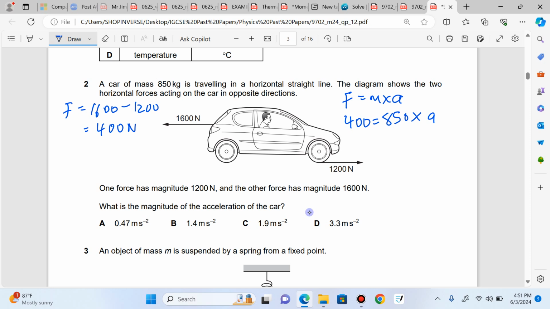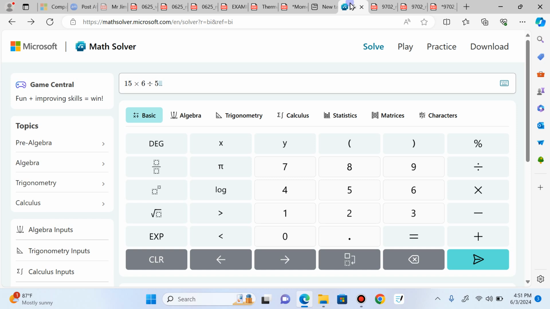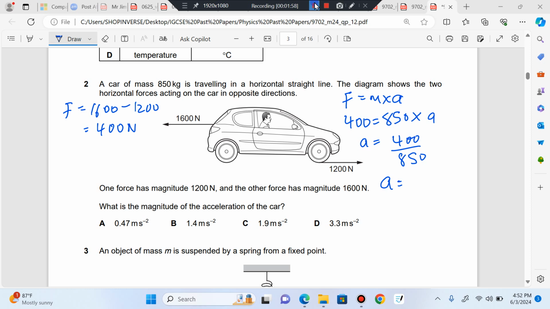Now, if you want to find the acceleration of the car, you do acceleration equals 400 divided by 850. If you use your calculator to evaluate 400 divided by 850, you will get 0.47 meters per second square, which is the SI unit of acceleration. A, the correct answer to question 2.